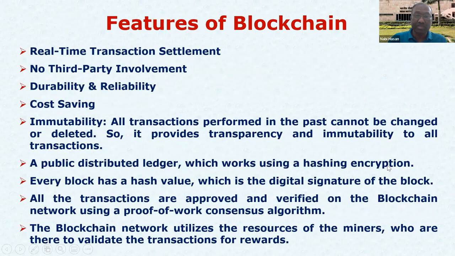Some of the features of blockchain technology include real-time transaction settlement. There is no third-party involvement. It has durability and reliability. There is cost saving. Then the most important feature is its immutability. Then a public distributed ledger which works using hashing encryption. Every block has a hash value, which is the digital signature of the block. And all the transactions are approved and verified on the blockchain network using a proof of work consensus algorithm. The blockchain network utilizes the resources of the miners.